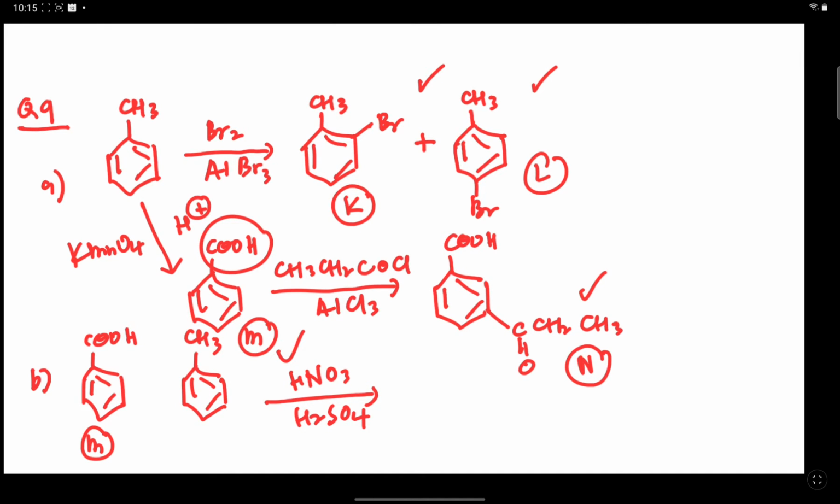Okay, yang ni adalah jawapan untuk question 9. Question 9 yang ni lah. Compound K, L, M dengan N. Tengok. Kalau dia react dengan bromination, dia akan dapat compound K dengan L. Dia akan dapat 2 lah sebab methyl group ni adalah OP director.